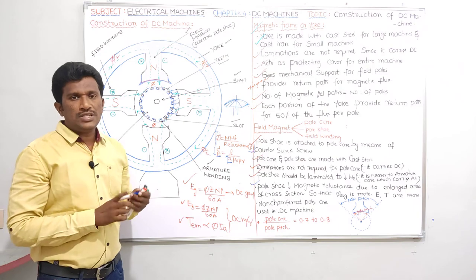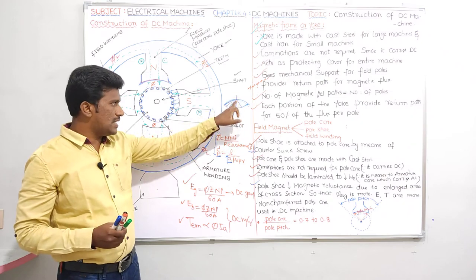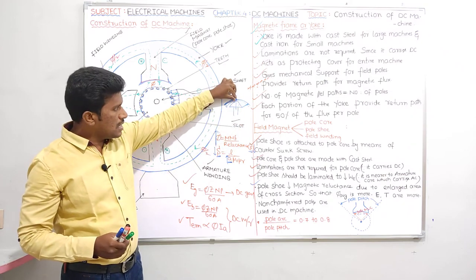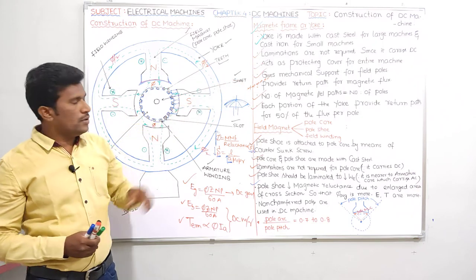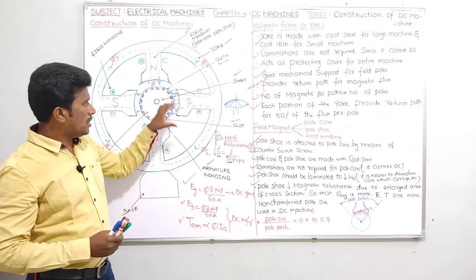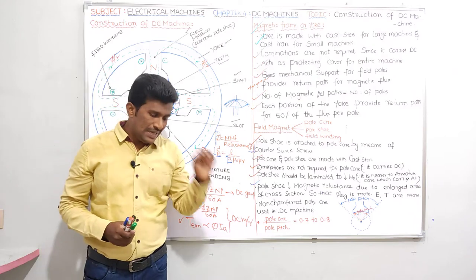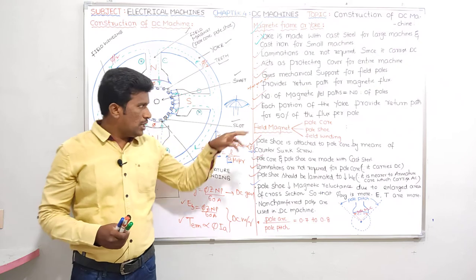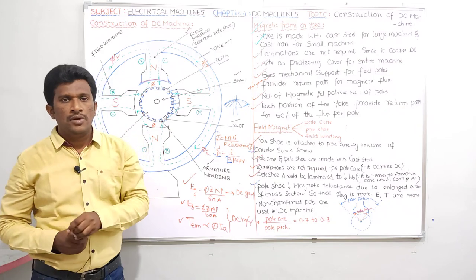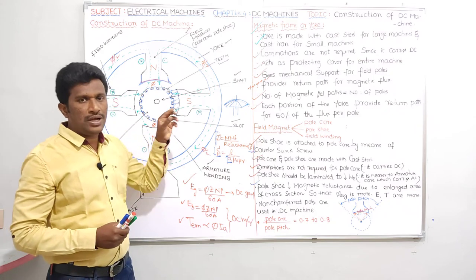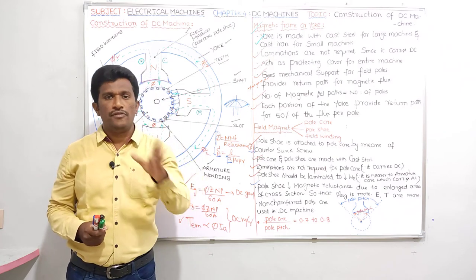Is it clear guys? Therefore, what is the difference between chamfered poles and non-chamfered poles? For chamfered poles, along the pole center the air gap is minimum and the air gap increases towards the pole ends. For non-chamfered poles, the air gap will be uniform. I clearly explained in synchronous machine that for chamfered poles, the flux distribution in the air gap is a sinusoidal waveform, and for non-chamfered poles, it is a flat topped or trapezoidal waveform.